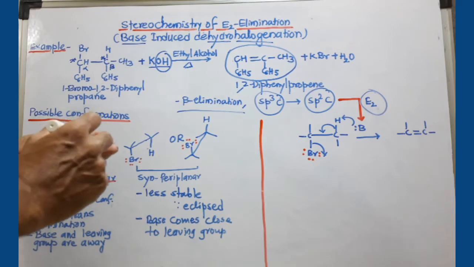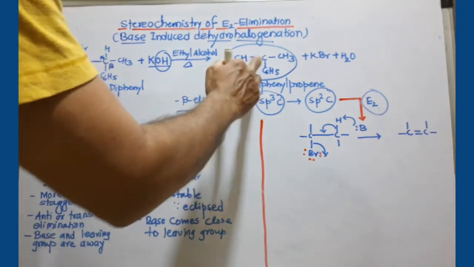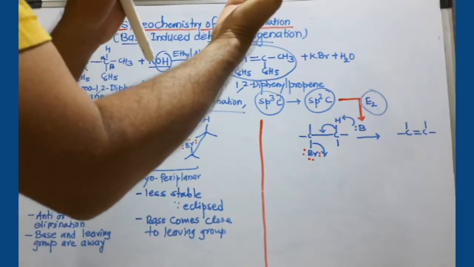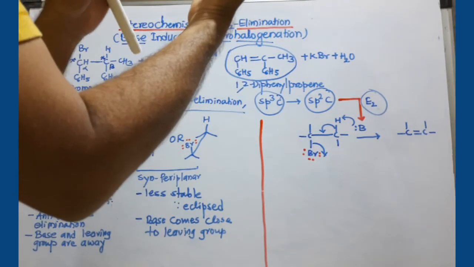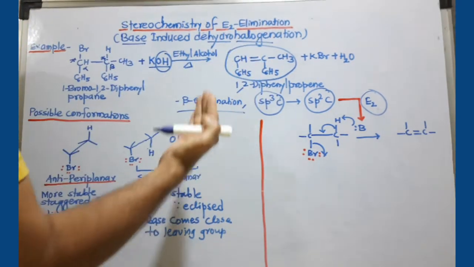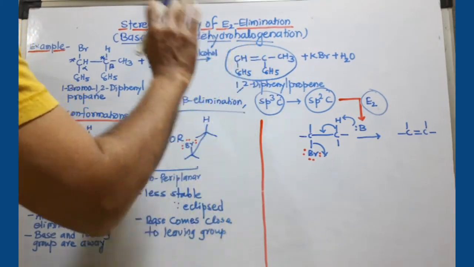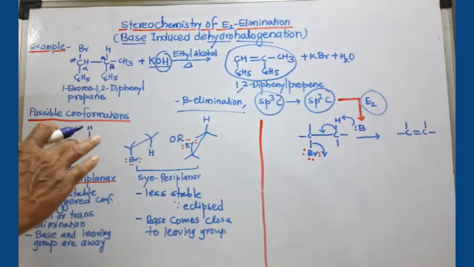Now you can see here, to produce a pi bond, we need p orbitals, and these p orbitals must lie in one plane, must be parallel. Then and only then is sidewise overlapping possible to get this pi bond. So we have to remember that much also.